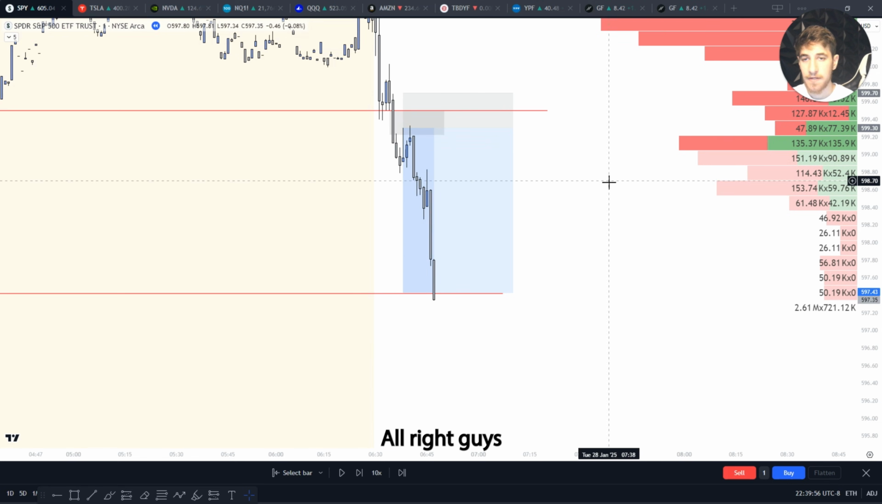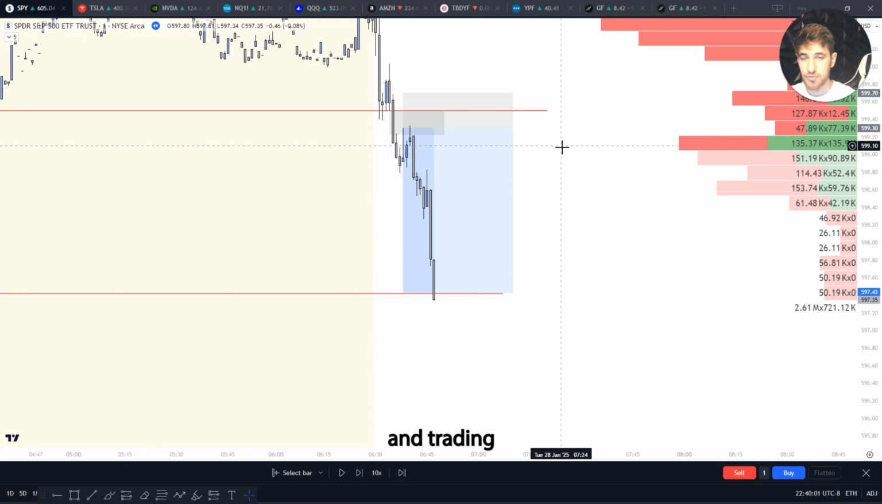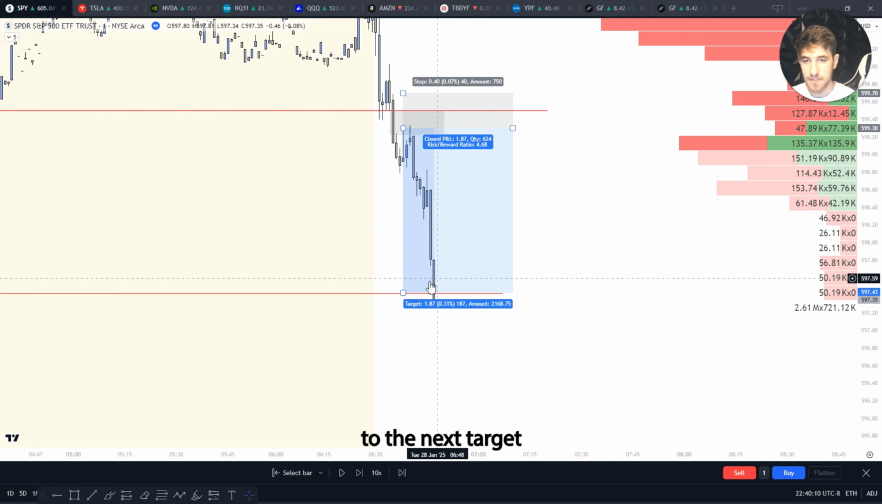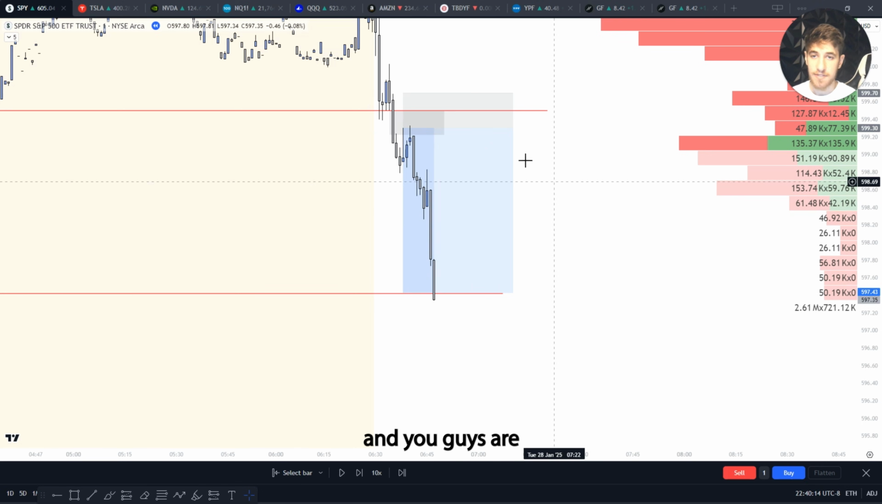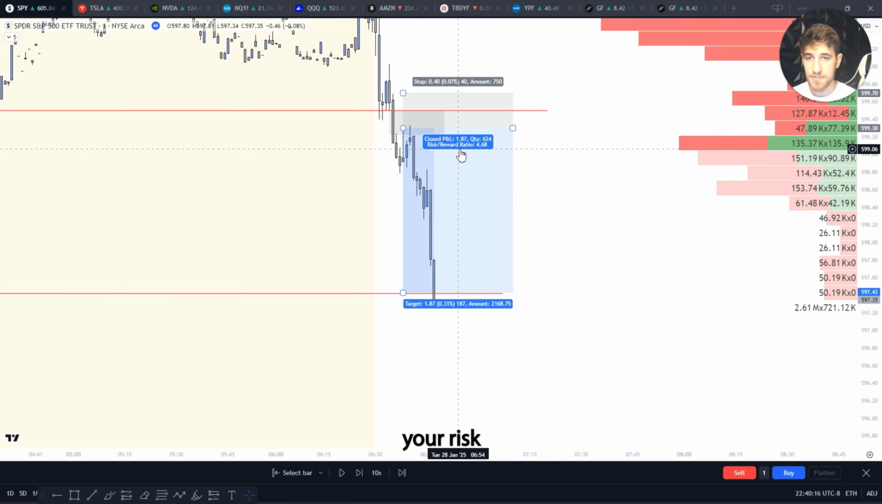All right, guys. So the more you guys practice this setup and trade it in the live markets, the easier it's going to become. But the process is very, very simple. All right. Break of structure, fair value gap, move down to the next target. As long as you guys follow the rule set and you guys are properly managing your risk, you guys are going to be consistently profitable. With time, the more you practice it, it'll become easier and you guys will become better at trading.